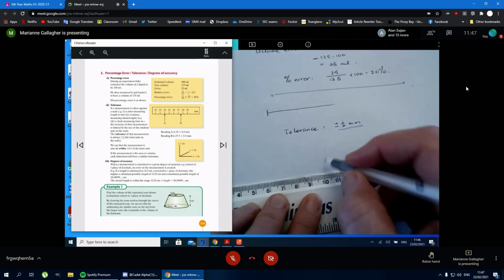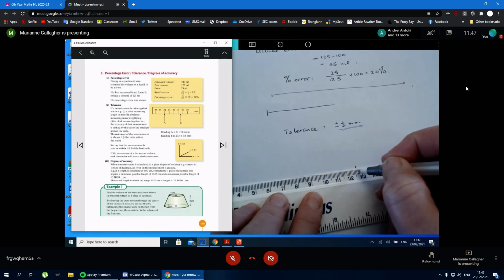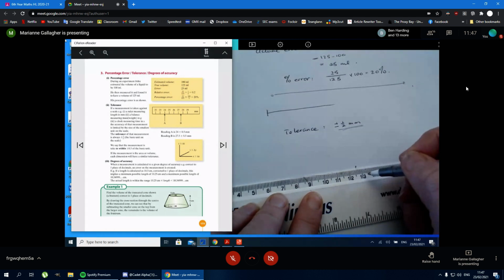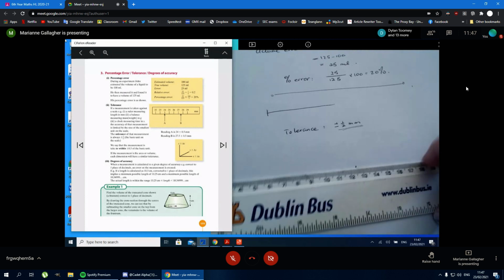So like if I was measuring here, I'd say, okay, that's 12.6 millimeters plus or minus a half a millimeter. So it could be 12.55 or it could be 12.65. It's somewhere in between those two values. Okay. So that's what tolerance is.